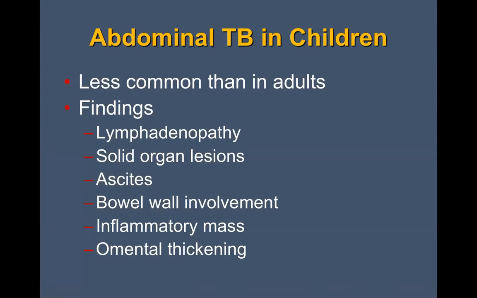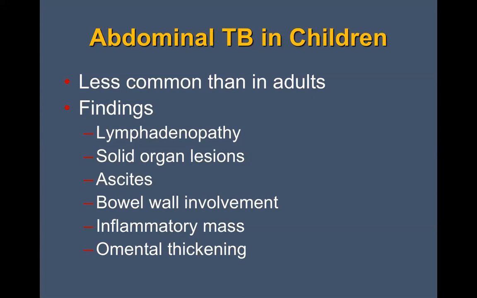In the abdomen, we do occasionally see abdominal involvement in children with primary or hematogenously disseminated TB. And you can see a variety of areas of involvement. Certainly lymphadenopathy, once again, is one of the primary findings that we tend to see in the abdomen, but the tuberculous lesions can occur in the solid organs. It can involve the peritoneal surface, which will have a tendency to give you ascites.